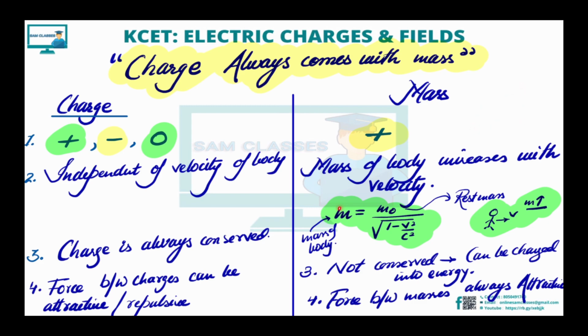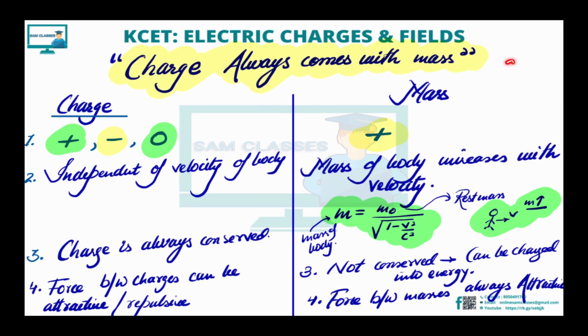So what is the formula for that? m is equal to m naught divided by root under of 1 minus v square by c square. m naught is the mass of the body when you are at rest. When you're not moving, that time what is your mass? That is known as rest mass. Now v is nothing but your velocity with which you are running, and c is the speed of light.